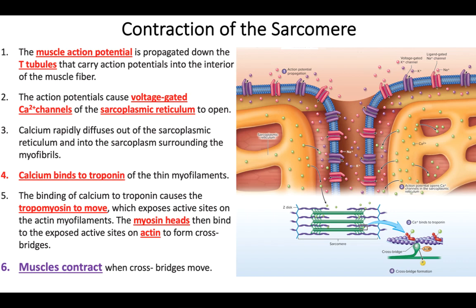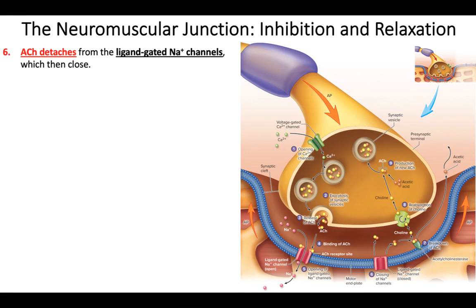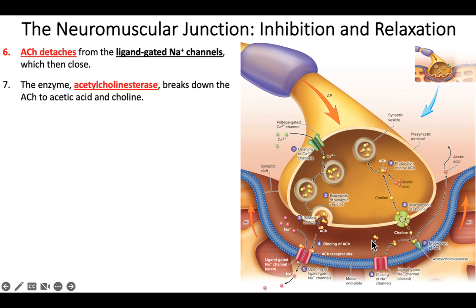Now the question is, how do you relax? So that's what we're going to talk about here. So this is inhibition or relaxation of the muscle. So first and foremost, the neuron stops sending the signal. That's the first thing you do. The signal stops coming from your brain. Once the signal stops coming from your brain, acetylcholine is going to detach. So that's shown right here. So we have detachment of acetylcholine.